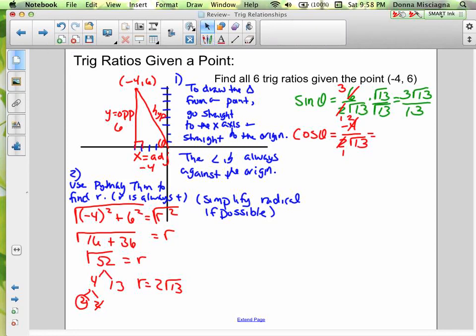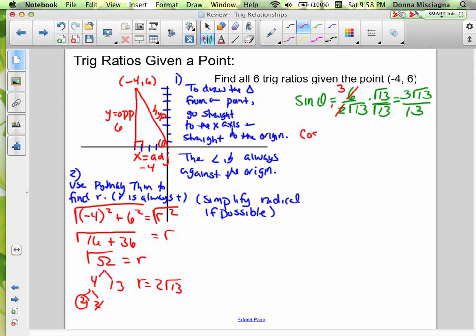Oh, that looks like a 12. Hang on. It's too close to the sine. Let me just move that. There. Now I don't think we'll be confused.